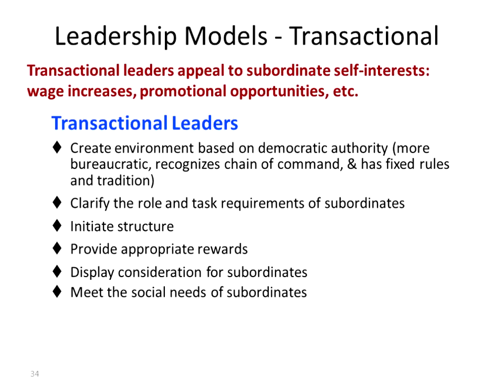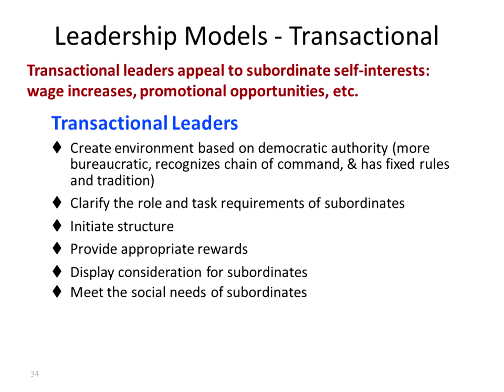There's another kind of leader called a transactional leader. This evolved out of the Ohio State Leadership Studies. And so the transactional leader tends to appeal to subordinate self-interest. They try to motivate people through basic things: wage increases, promotional opportunities, extra time off, or whatever. It's sort of like, if you do this for me, I'll reward you in this way. I'll promote you, I'll pay you, I'll give you time off.